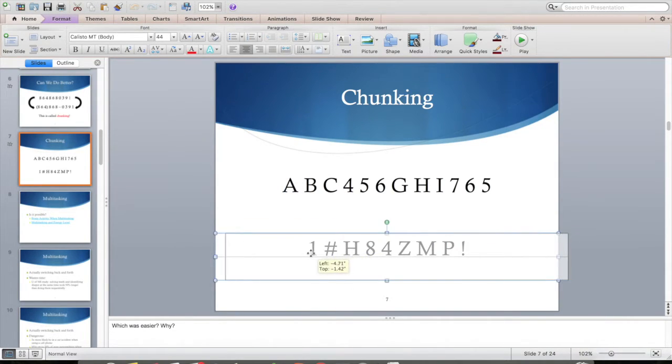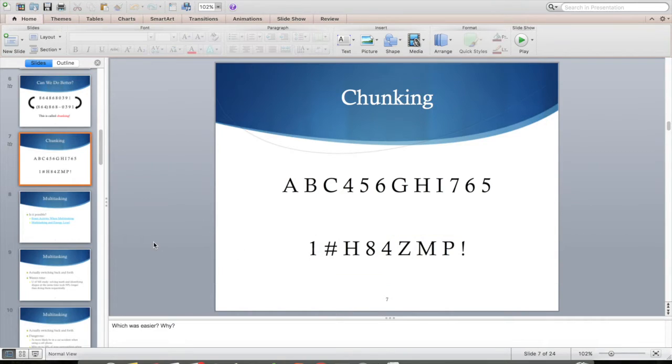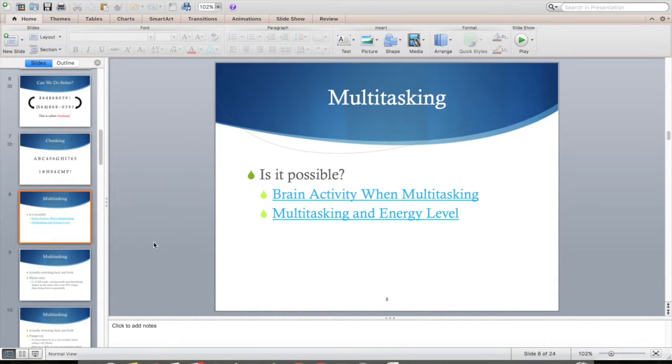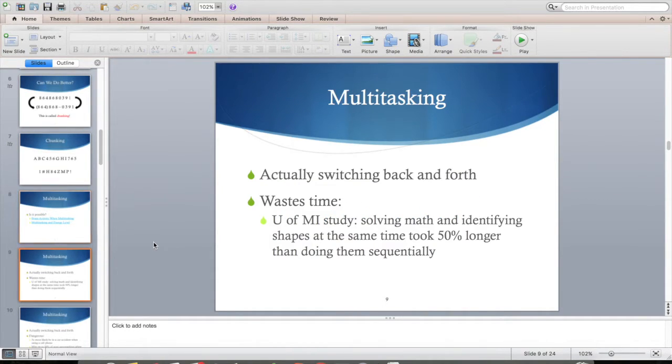So chunking here can be a lot easier if we know how to group things, but down here it actually gets a lot harder because these things can't be chunked very easily. But we can use chunking, and we naturally use chunking whenever possible, and it makes it easier on ourselves.